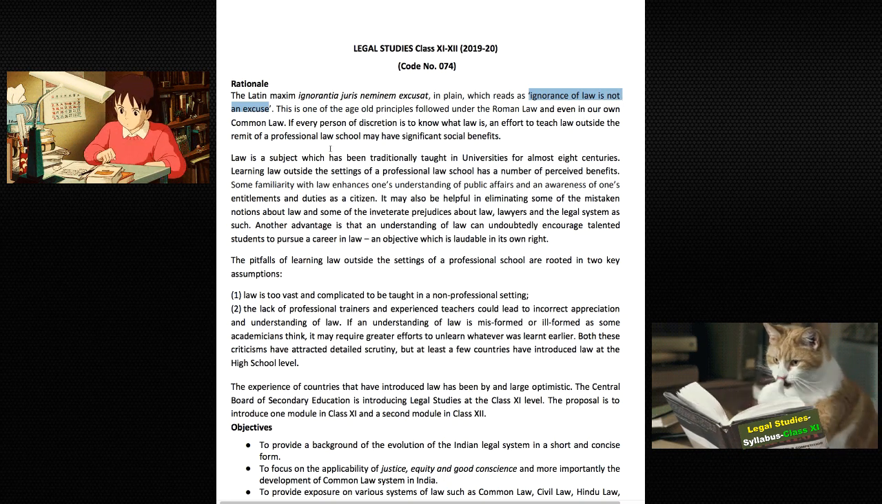It is simply saying that if you committed some crime and you didn't know your act is a crime, it doesn't mean that you will be excused, not at all. Even then you will be punished as per the law. So ignorance of law is not an excuse. You cannot be excused based on knowledge or ignorance.